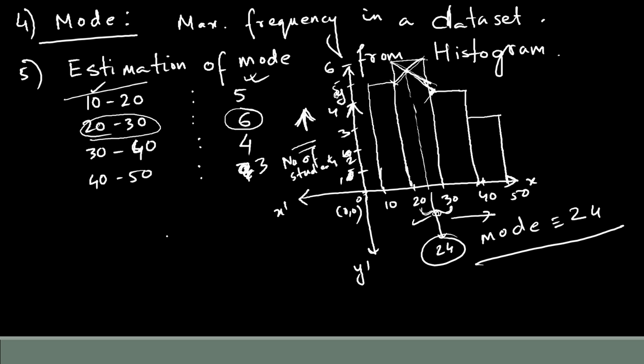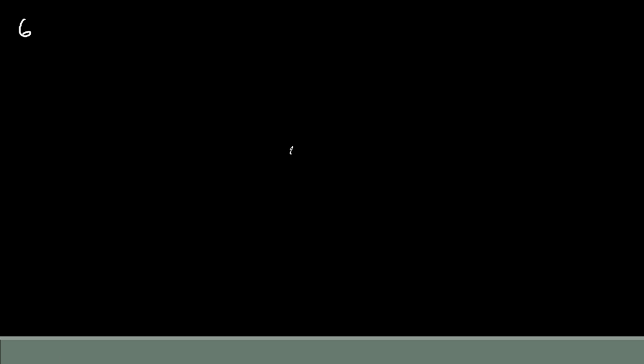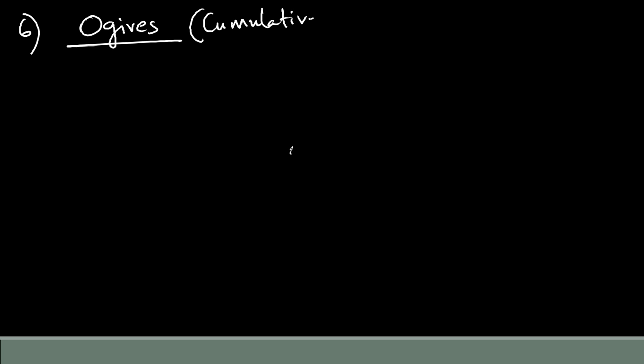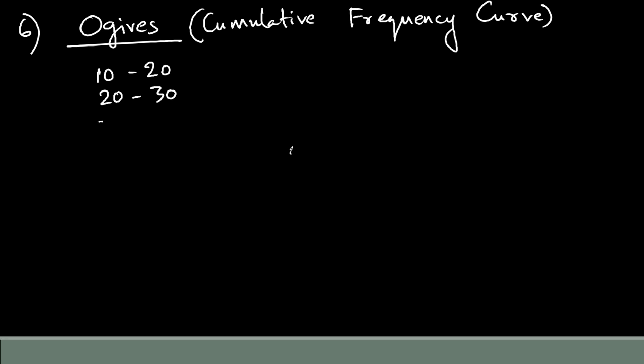So the last topic that we will cover is, let me do it on the next sheet, 6, which we have in our syllabus, which we refer to as OGs, or the cumulative frequency curve. So let's take a similar example like that before. 10 to 20, 20 to 30, 30 to 40, and 40 to 50.